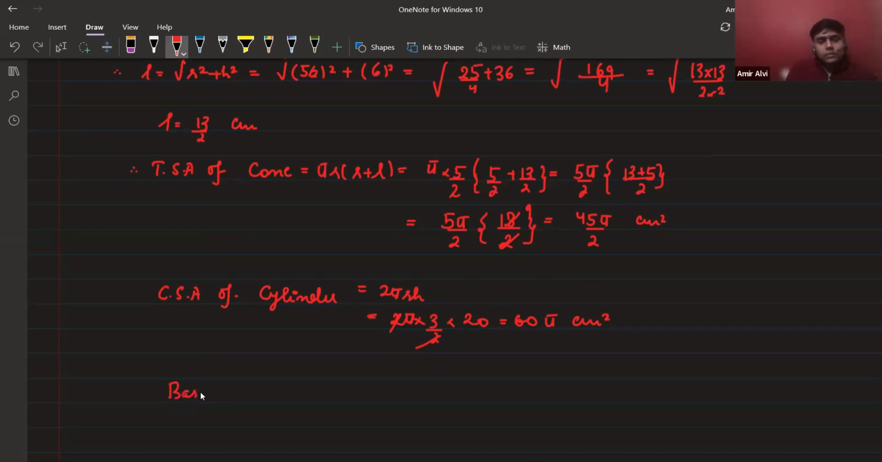Base of cylinder, how will it be? Pi r square. It's a circle. Pi will be as it is. R square is what? 3 by 2 into 3 by 2. It is 9 by 4 pi centimeter square. Is everybody clear? Yes, sir.